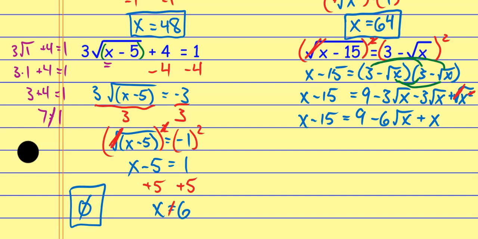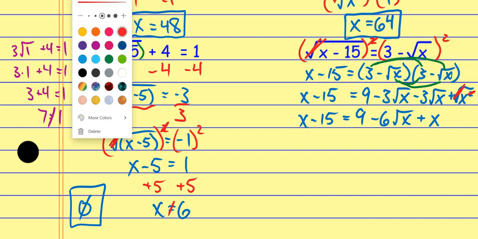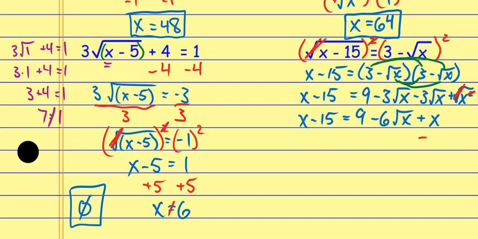See, now the x's are free to get together. I can take this and say, hey, I want to get rid of one of these x's. So maybe I want to get rid of the x that's over here. So I'm going to subtract x from each side. See, as soon as I took that square root, I'm freeing some of those variables from the square root so that I can get them together. Well, they end up canceling, which is okay. So now negative 15 equals 9 minus 6 root x.